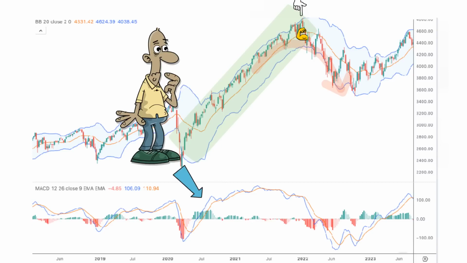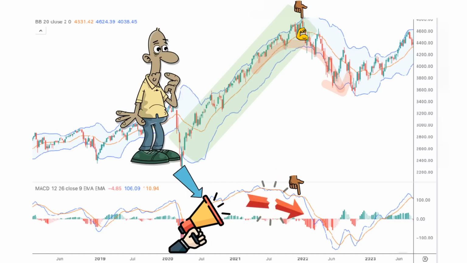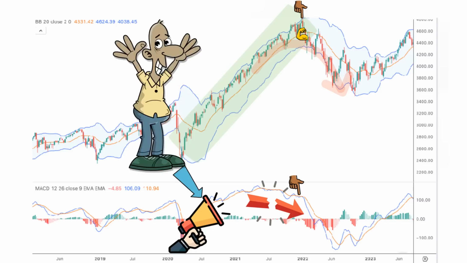Here, when the price was in the uptrend, though it was hitting new highs and stayed near the upper end of the Bollinger range, the MACD was shouting weakness as it stopped hitting newer highs. Due to this weakness in the MACD, the Bollinger Band signal became much clearer.